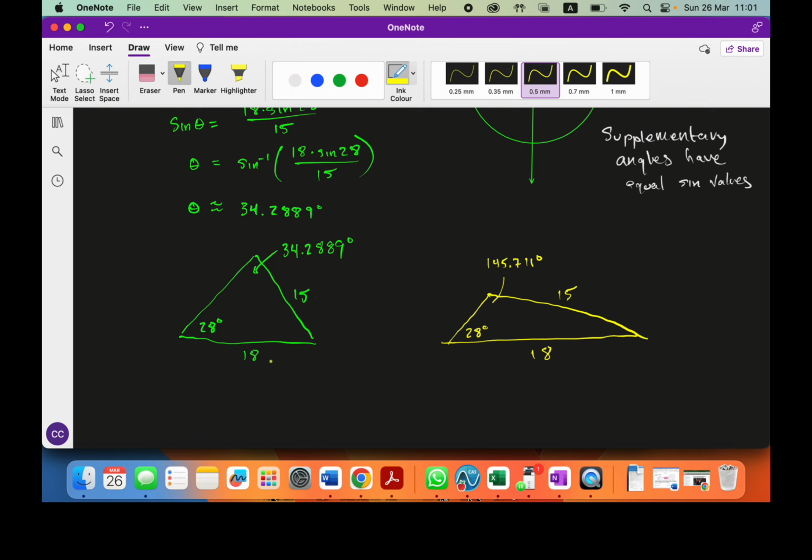Well, in order to do that, we have to have two sides and the angle in between. So the easiest angle in between to find is going to be this angle right here. And I'm going to call this angle phi. Okay? So to find that, well, I know two angles, I just have to find the other. So that's going to be 180 degrees minus 28 plus 34.2889. And that'll give me whatever my phi value is.